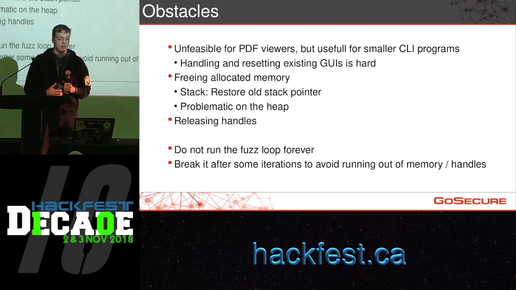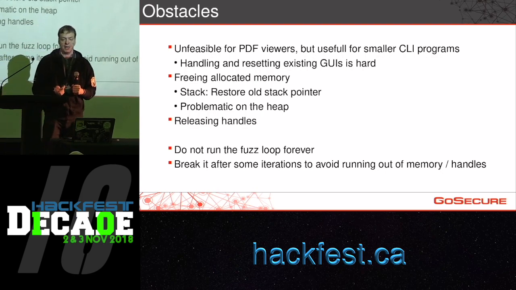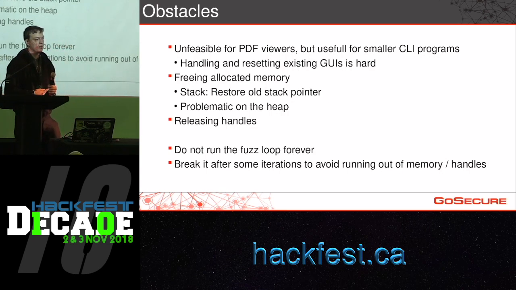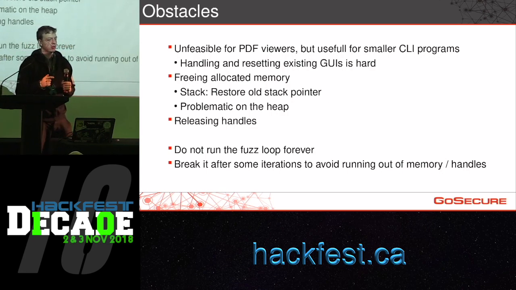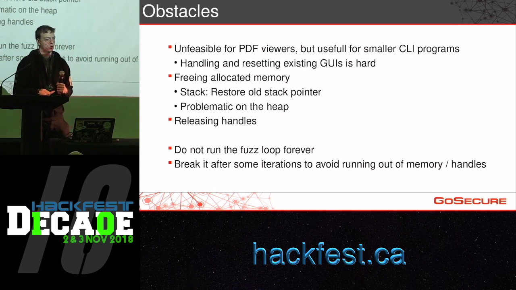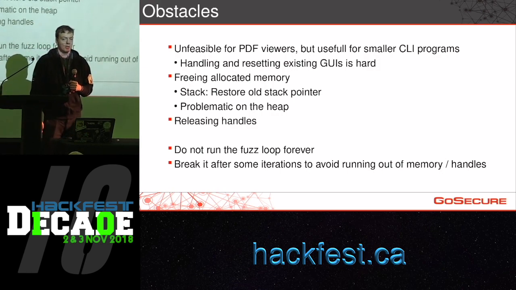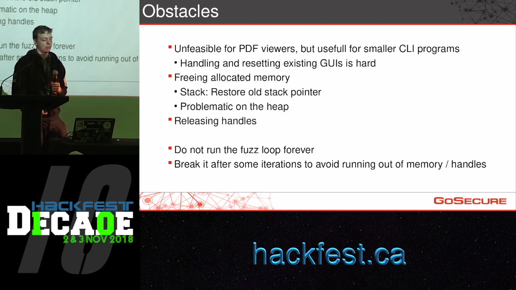It's not always that easy. As you've seen, the code snippet that I've just shown you is very trivial. It does not do a lot. For a program such as a PDF viewer, we have a way bigger execution context to restore, right? The PDF viewer has separate threads, a graphical interface, it holds handles, and so on. At the same time, it does a lot of stuff on the heap. So we need to take care that we free memory that has been allocated.